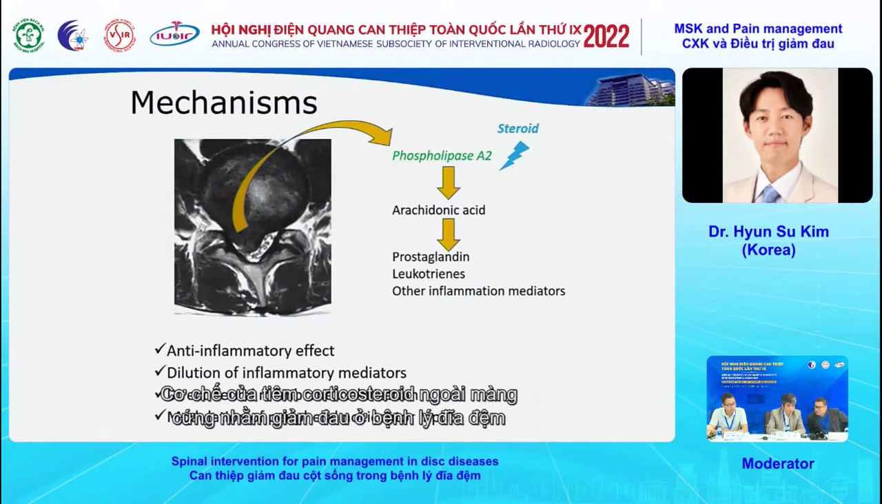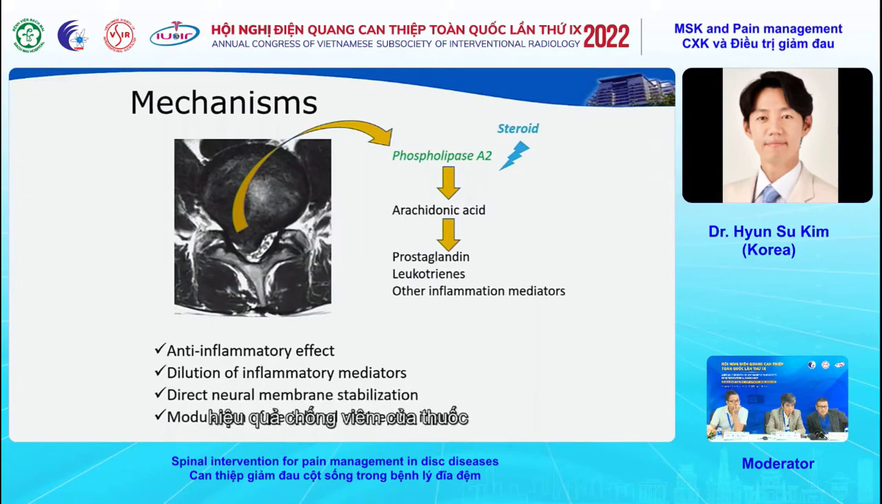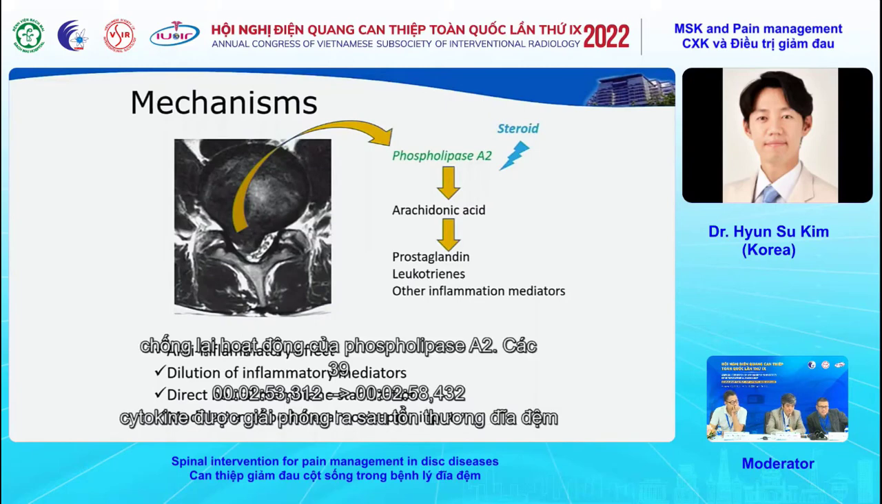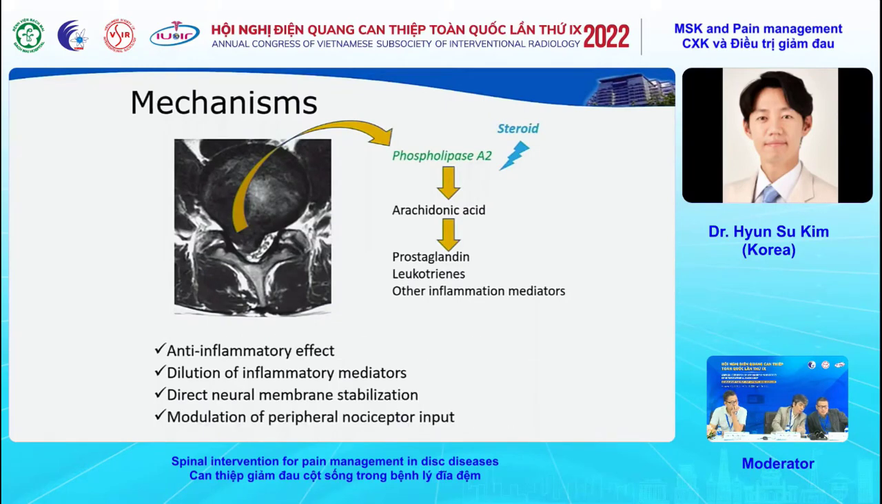The most commonly accepted mechanism of epidural steroid injection in management of pain in spinal disc disease patients is that the anti-inflammatory effect of corticosteroid prevents the action of phospholipase A2. This is an inflammatory enzyme that can be released by rupture of the disc and provokes a cascade of inflammatory reactions. A number of other possible mechanisms have also been suggested.